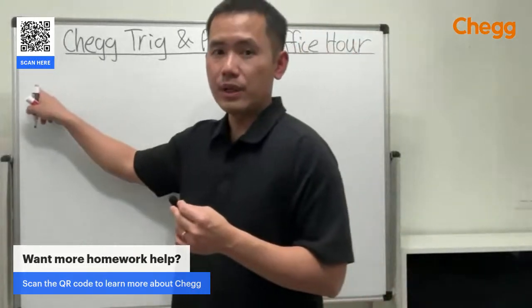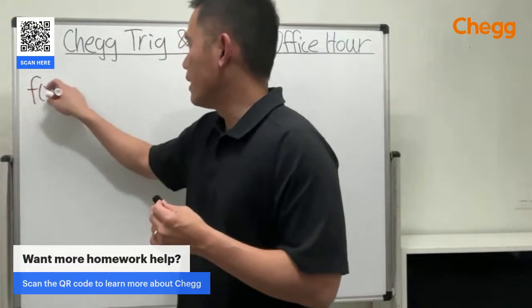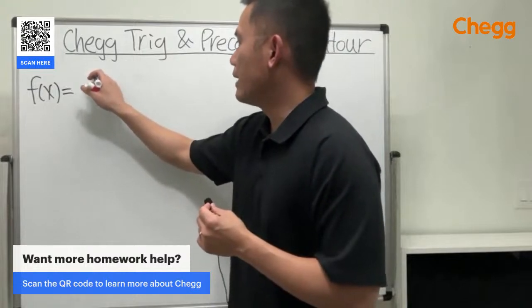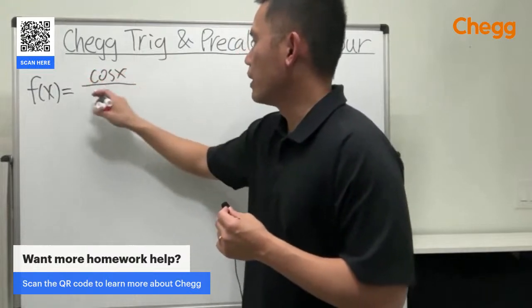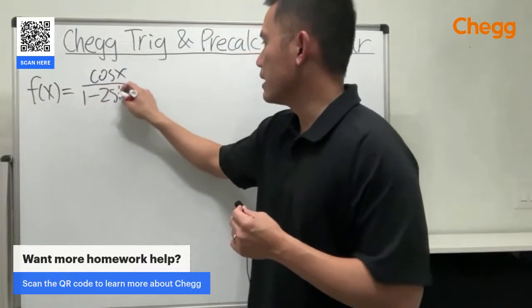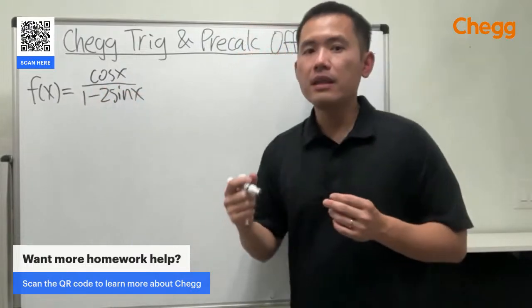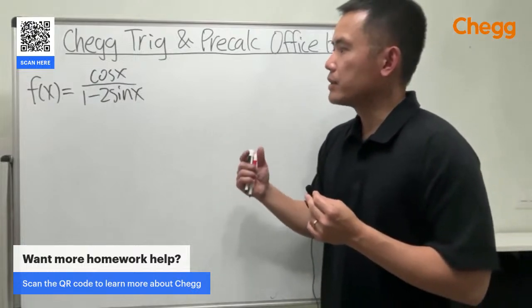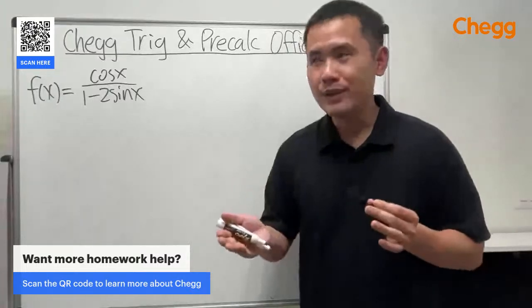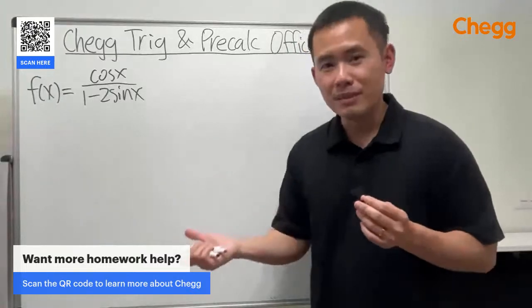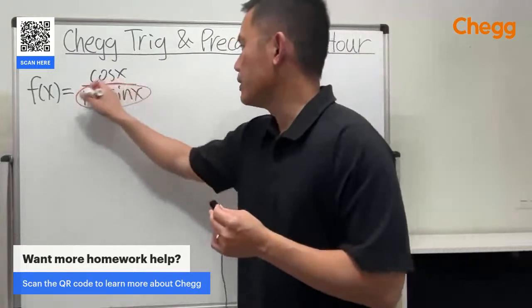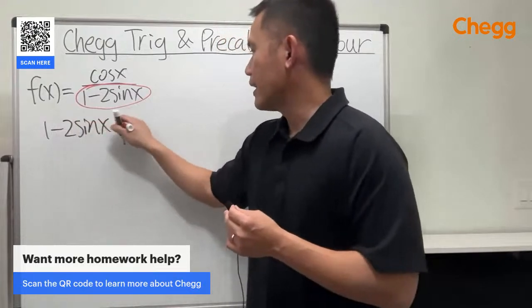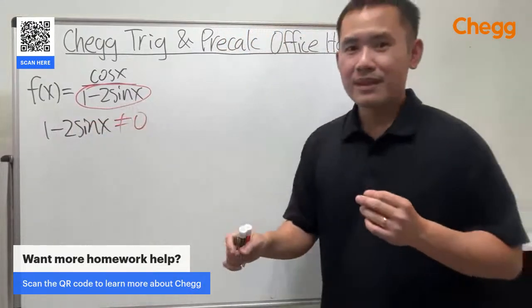I wanted to do a trig equation with you guys, and let's see how that goes. So let's say we have a function here: cosine of x over 1 minus 2 times sine x. And again, let's find the domain. The challenge for this is not about knowing what domain is. You set the bottom equal to 0. All you have to do is put this equal to 0, right? So 1 minus 2 sine x cannot be equal to 0.